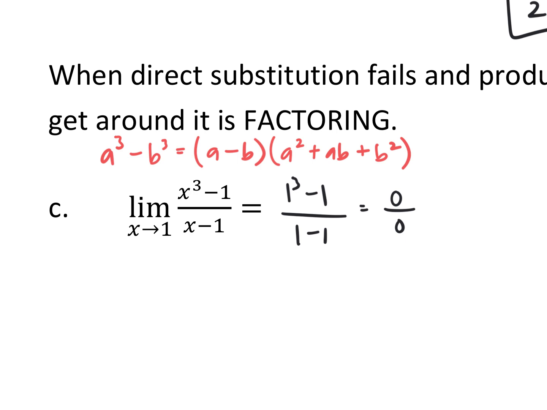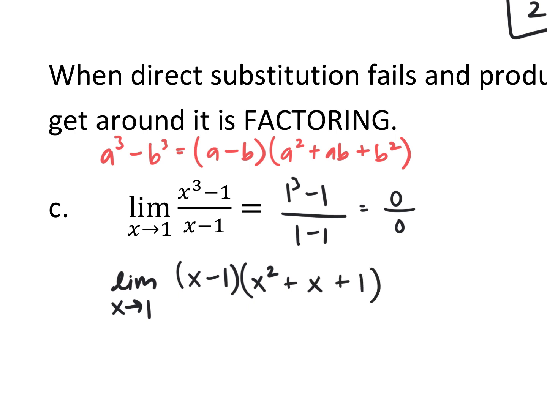So we're gonna factor the numerator here, x cubed minus 1. If I factor that, I would have the limit as x approaches 1 of x minus 1 times x squared plus x plus 1, and that's all divided by x minus 1.